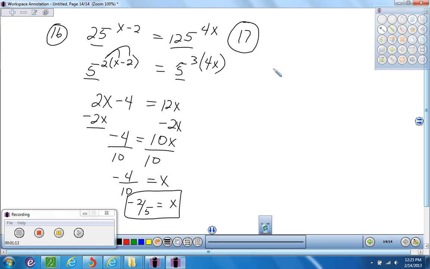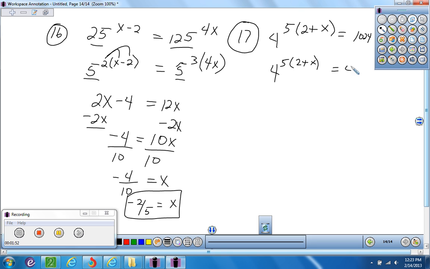Alright, number 17. We have another exponent equation to solve. Here we have 4^(5(2+x)) is equal to 1024. Now, you may have to try this. Just by looking at it, I would try a base of 4 and see what the multiples of 4 give us. If that didn't work, then I would go down to 2. But luckily for this one, 4 works. So 4 to the 5th power gives us the 1024.